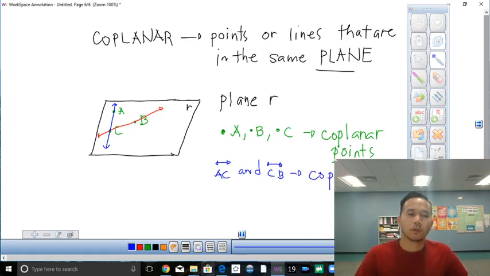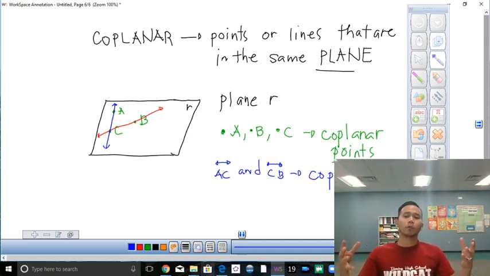Okay, so those are the terms. So again, the difference: collinear, these are points that are on the same line. Coplanar, these are points or lines that are in the same plane. Again, collinear, they are on the same line. Coplanar, they are on the same plane. Okay, so those are the important definitions of terms that we will be using in geometry.